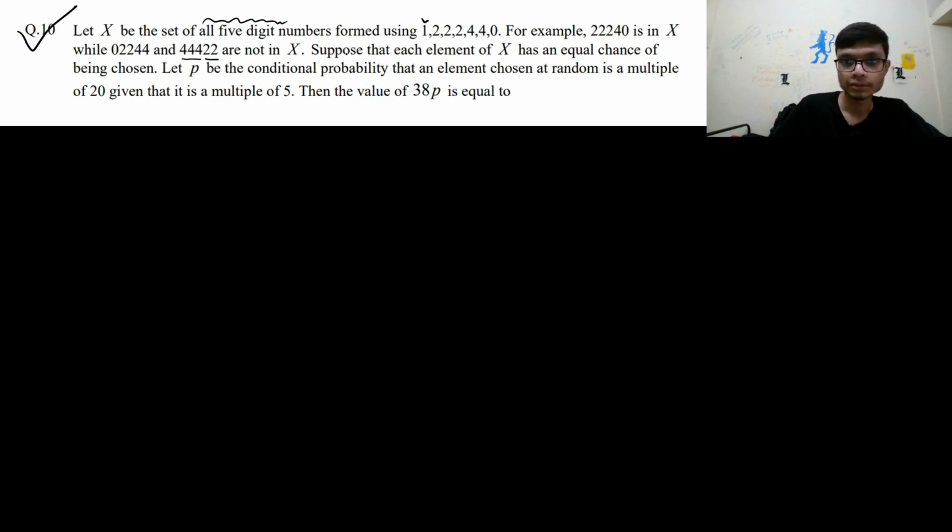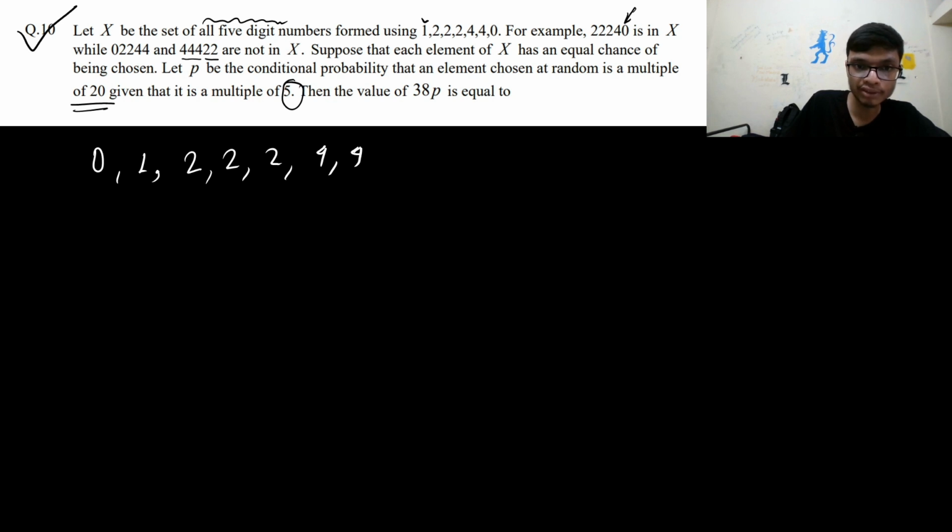That is talking about whenever the number has 0 as the first digit, then it is not a 5-digit number, so that is also not in x. The numbers 444 and 22 are also not in the set of 5-digit numbers. Suppose that each element of x has equal chance of being chosen, and let p be the conditional probability that an element chosen at random is a multiple of 20, given that it is already a multiple of 5.